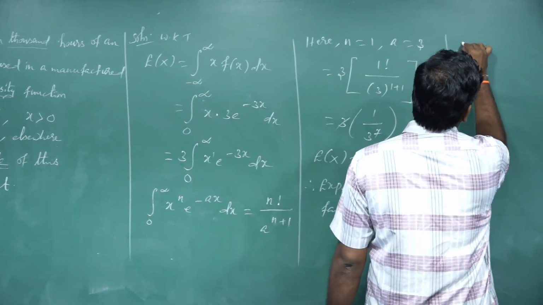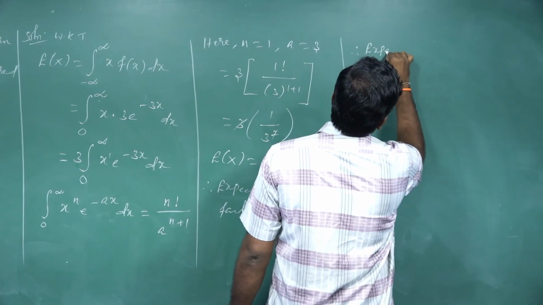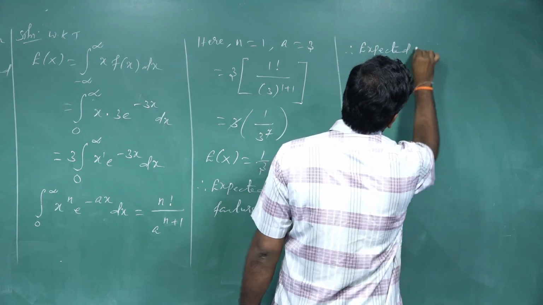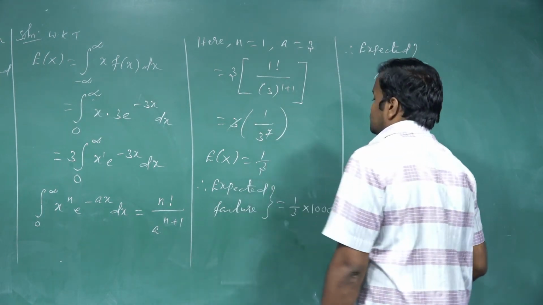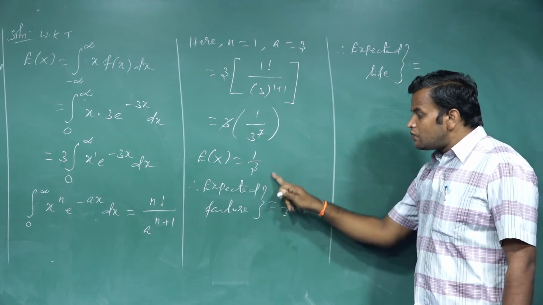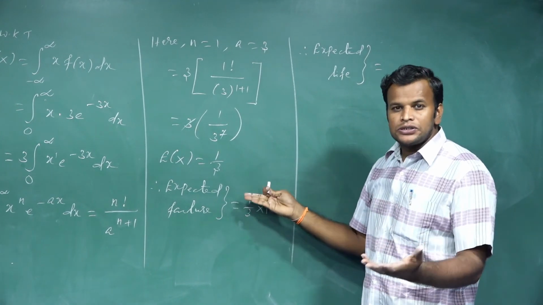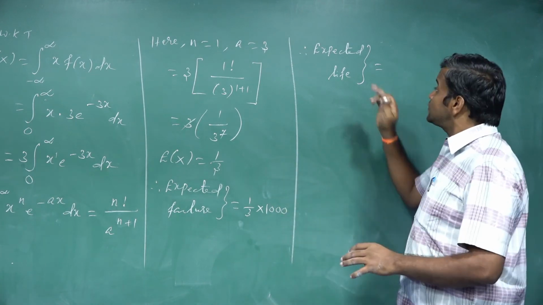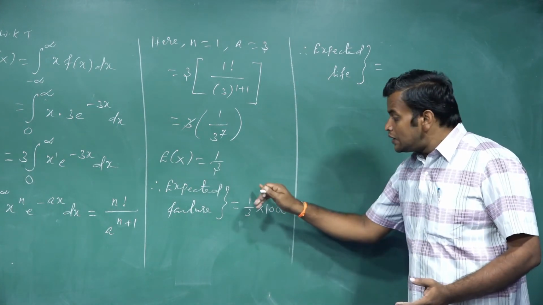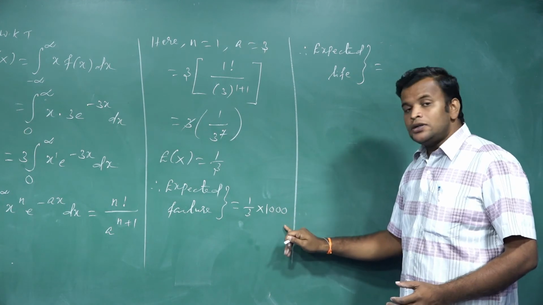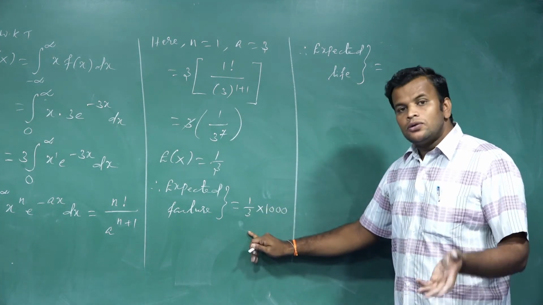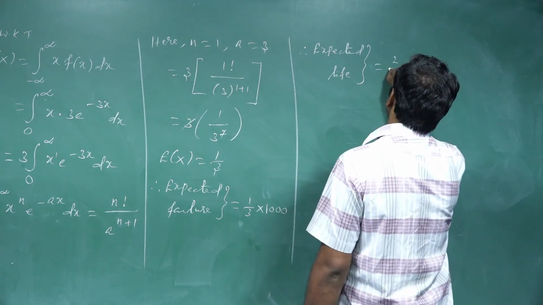Therefore, the expected life. Expected means chances of the failure. So what are the chances of success? Life is nothing but success. So failure probability is 1 by 3 into 1000. So the success probability is 1 minus 1 by 3, which is 2 by 3.